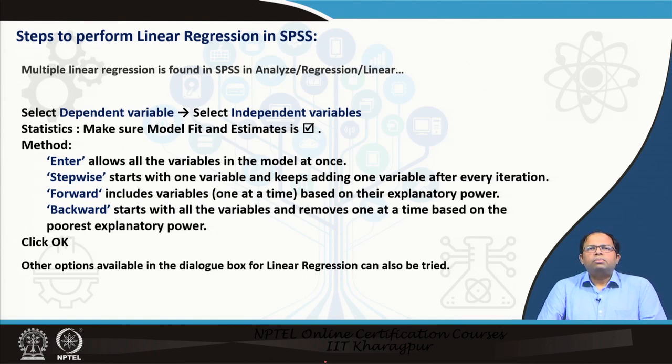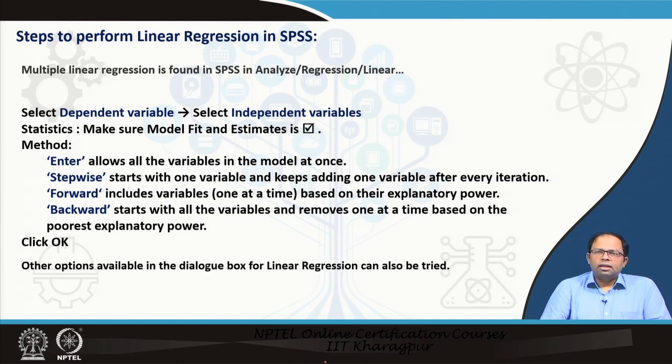So, the steps to perform linear regression in SPSS: first we go to the menu option, we click on analyze, then regression, then linear regression. These are the steps we need to choose. So within analyze there is regression, and within regression there is the linear option. And once we do that, as we have discussed during the logistic regression as well, we need to choose the dependent variable and the independent variables. We need to check that. Then the different model statistics, we need to check the boxes which show the model fit and other estimates.